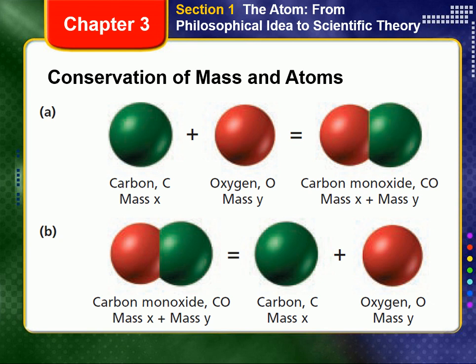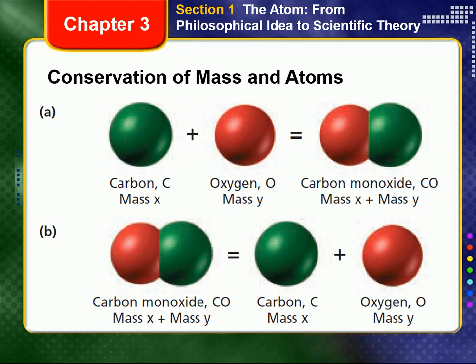According to Dalton's atomic theory, the law of conservation of mass is explained by the fact that chemical reactions involve merely the combination, separation, or rearrangement of atoms, and that during these processes, atoms are not subdivided, created, or destroyed. This idea is illustrated in Figure 3-2 on page 67 of your text or on the screen now.